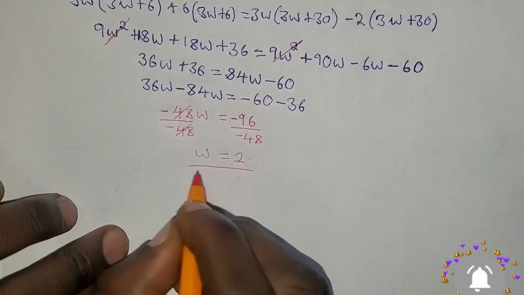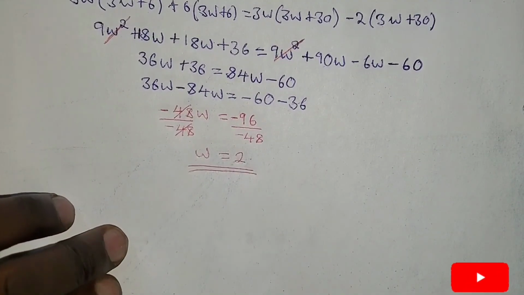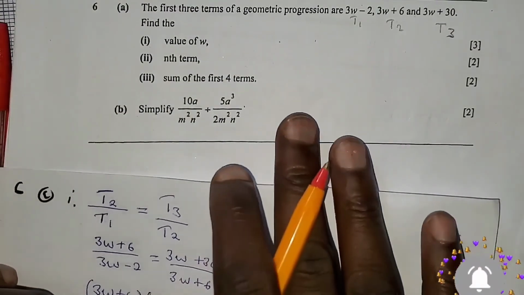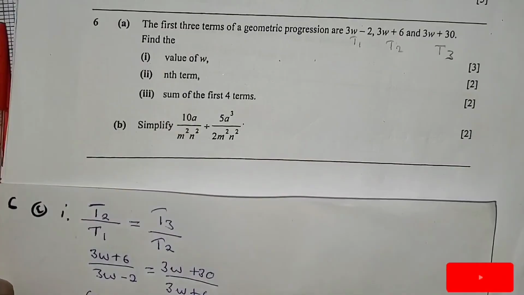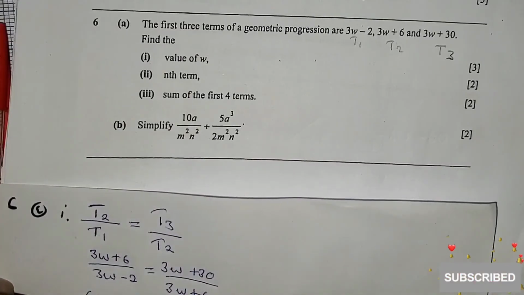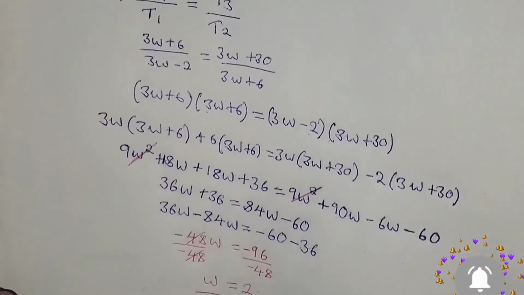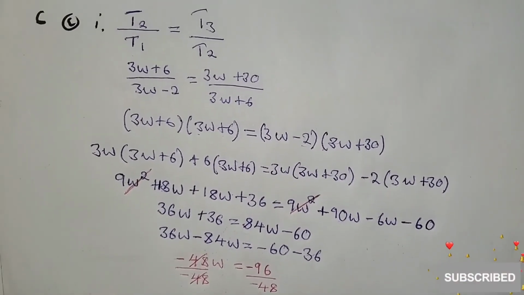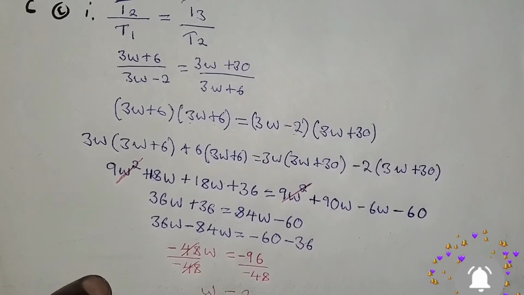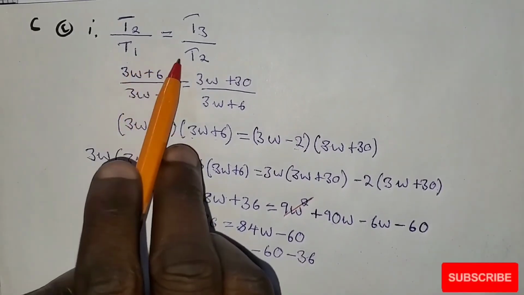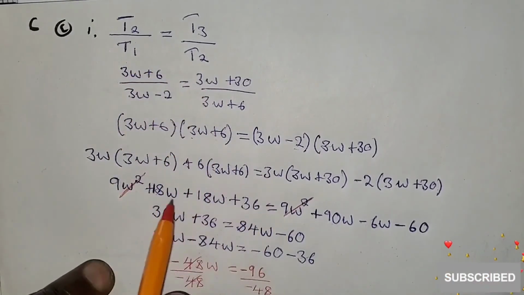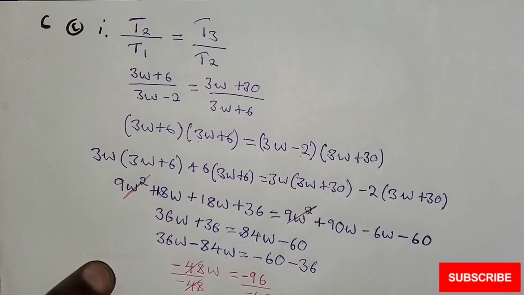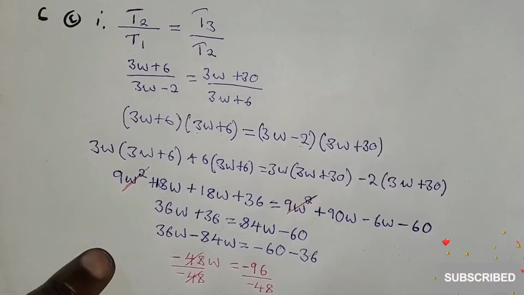Alright? Is simply 2. So this is the answer to this question here, which is the first question on question 6. Okay? That's how you solve it. So you apply algebra. Okay, here after writing the formula, you cross multiply, then you expand, collect like terms, simplify. Okay? So that's the first one.